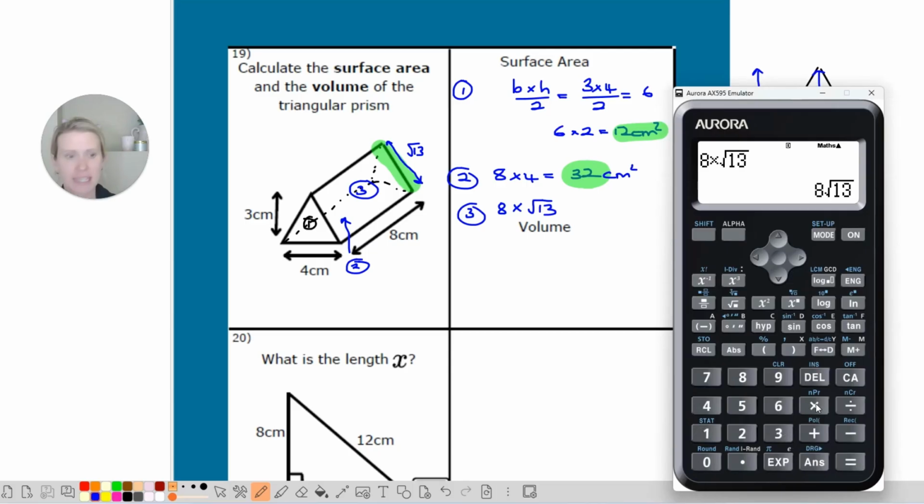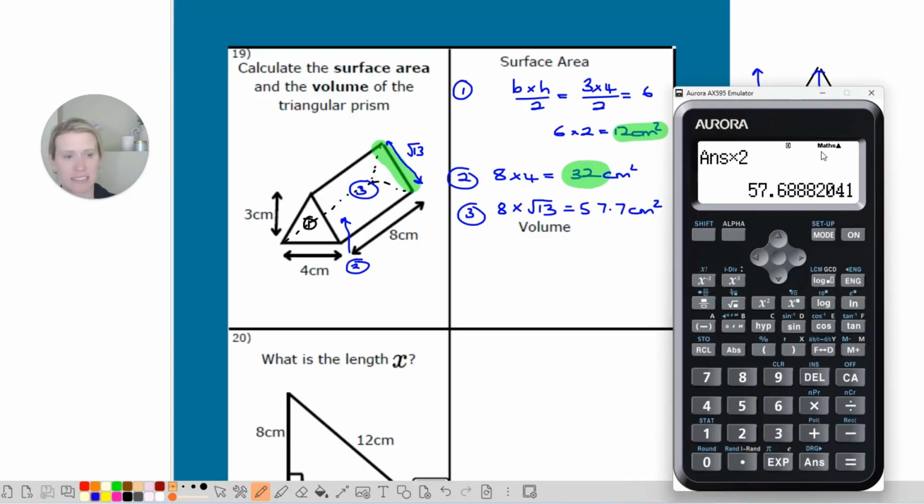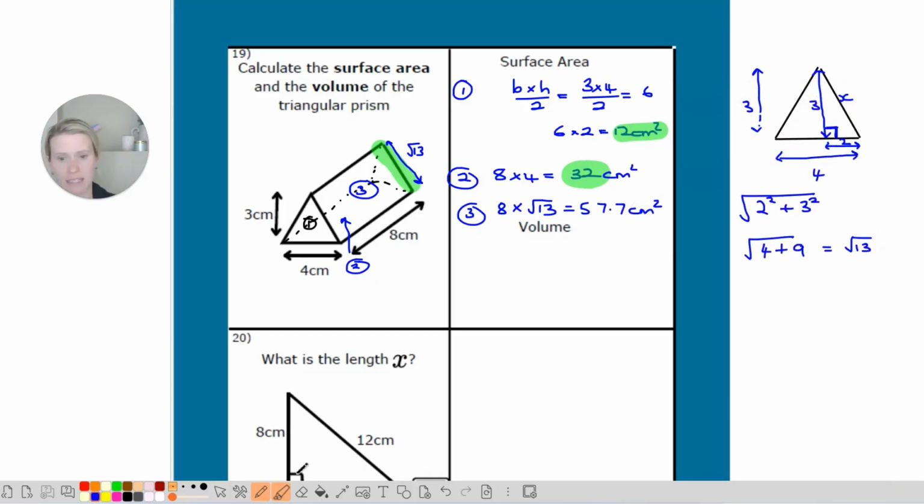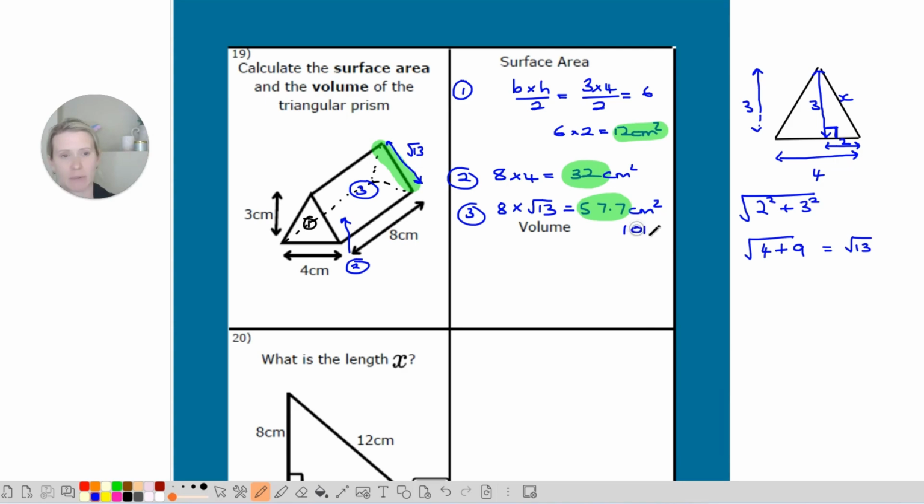Which is 8 root 13, double it because we've got 1 on the other side as well, and that's 57.7. Okay, then it's just a case of adding them all together. I'm just going to highlight that one as well for us. So we need to add together 12 plus 32 plus 57.7, giving me a total surface area of 101.7 centimetres squared.